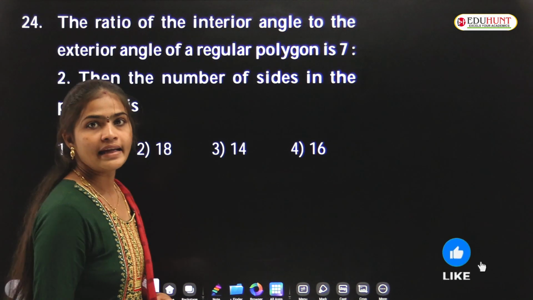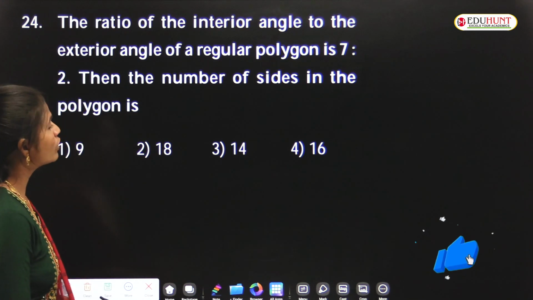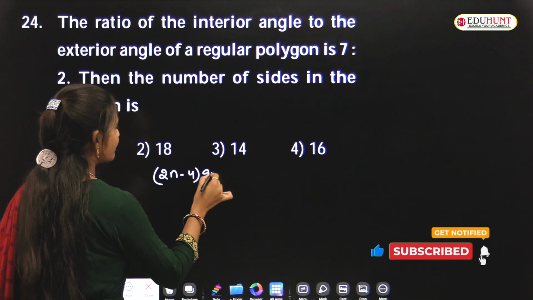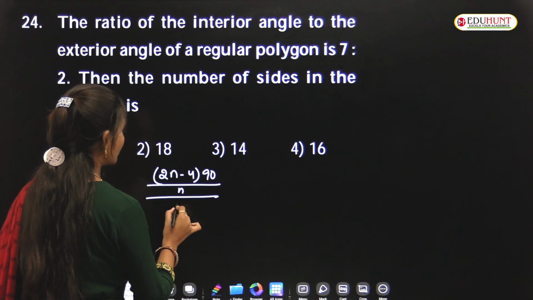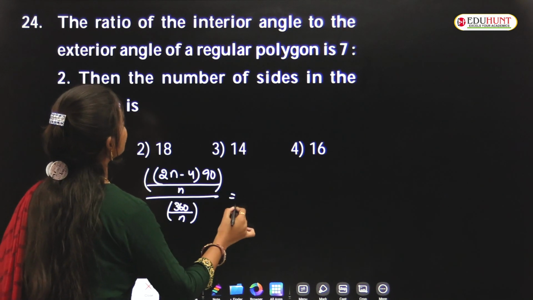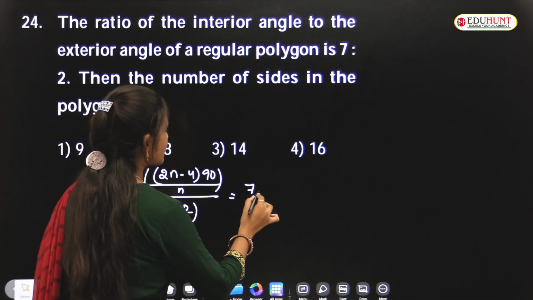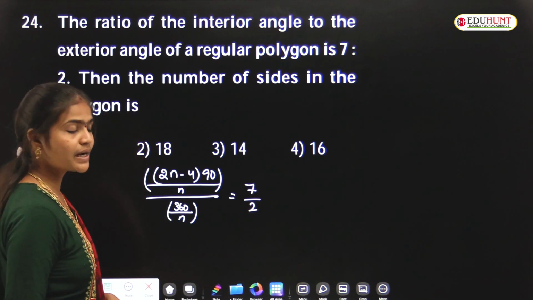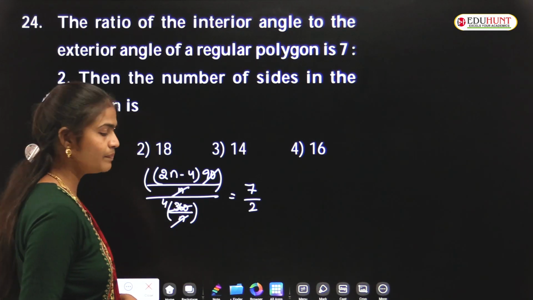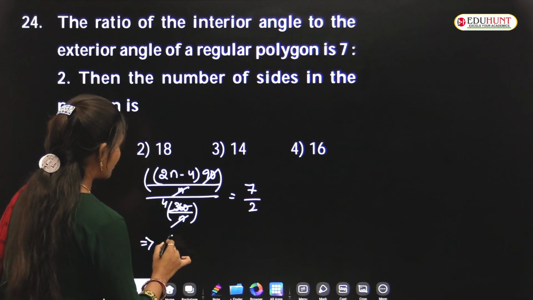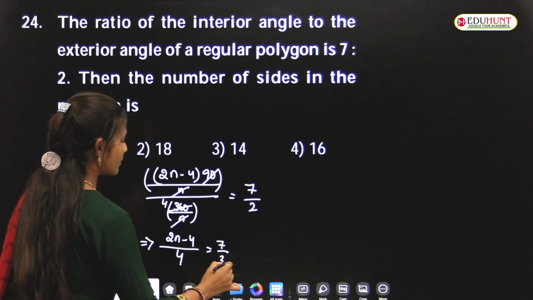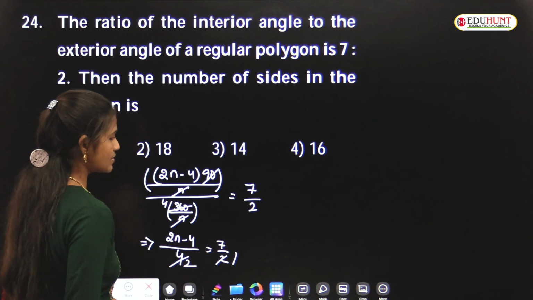Again, this is the same type of question. The ratio of interior angle to exterior angle: (2n minus 4) into 90 degrees whole by n, whole by 360 by n. The ratio they gave for the regular polygon is 7:2, that is 7 by 2. So here n and n get cancelled. 90 by 360 gives 1 by 4, so (2n minus 4) by 4 is equal to 7 by 2.